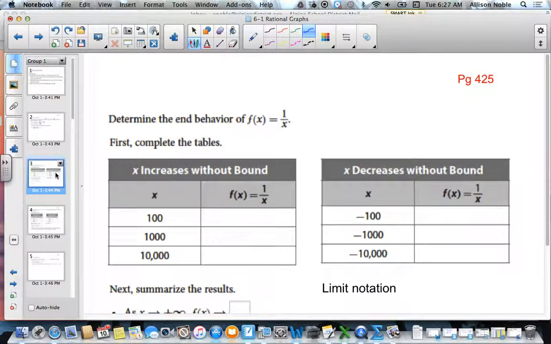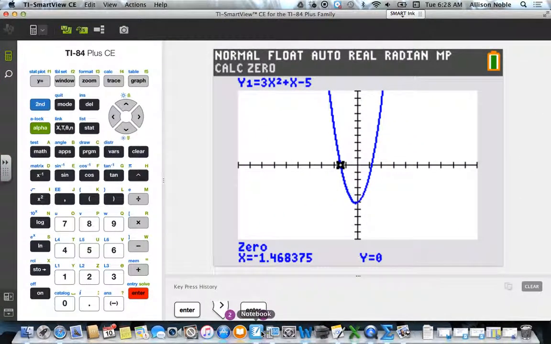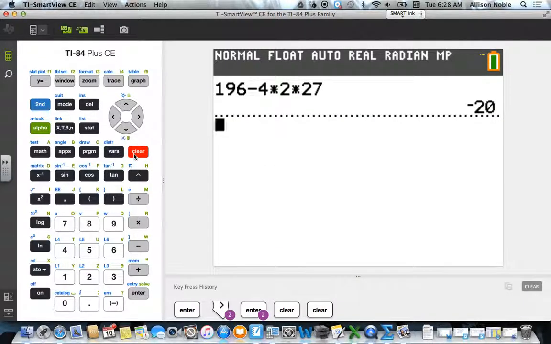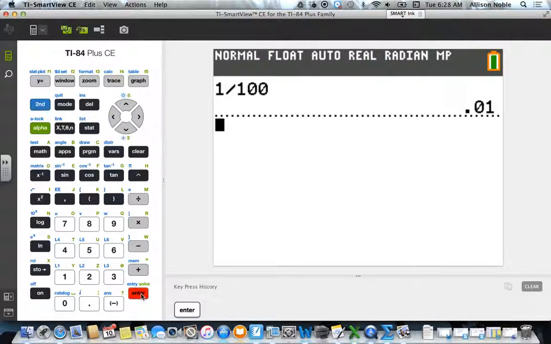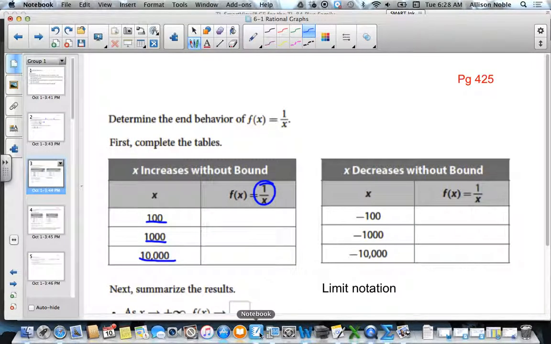So the end behavior comes from, we're going to look at what actually happens. So this is like a little XY table. So x increases without bound. That means we are plugging in a number for x that is continually getting significantly larger. So we're plugging it into 1 divided by x. So in a calculator, if you go 1 divided by 100, you would get 0.01.